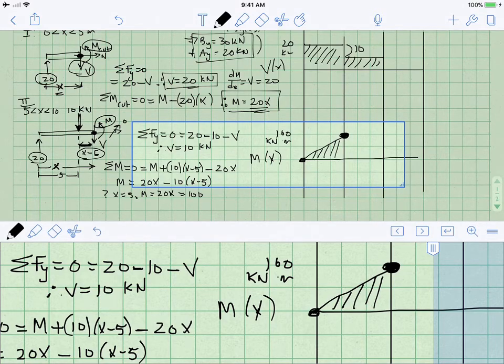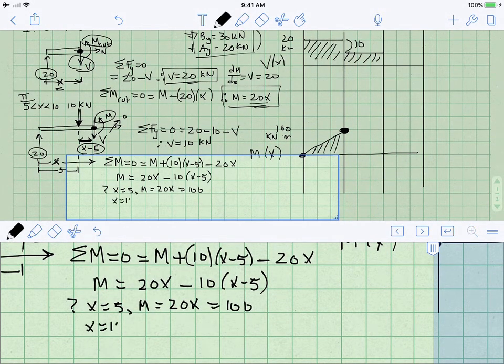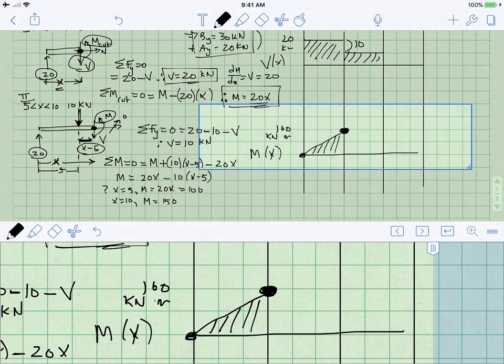This is the beginning point. It matches our ending point from the first segment. That's a good sign. So let's ask ourselves, at x equals 10, what is our moment? We will get a value of 150 at x equals 10. And so what we find is that the moment rises from 100 to 150 kilonewton meters as it proceeds along the beam.